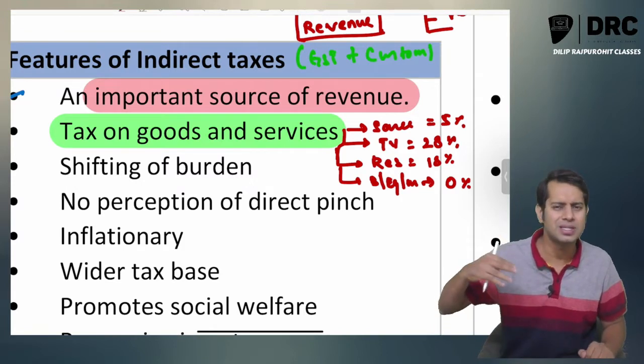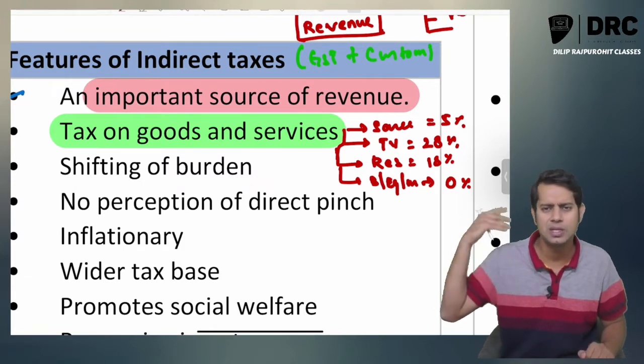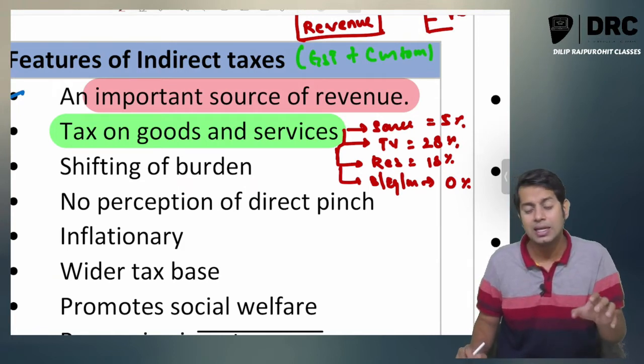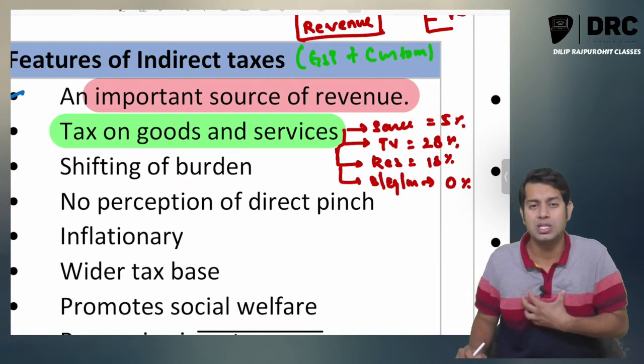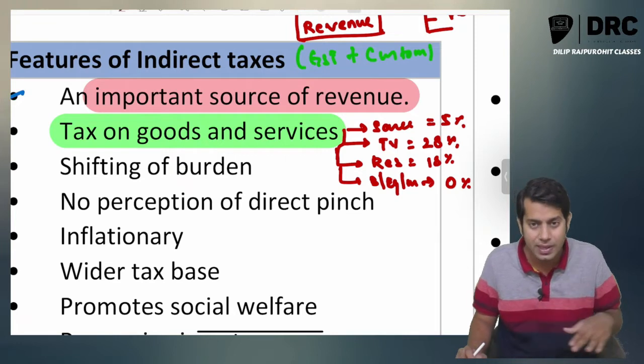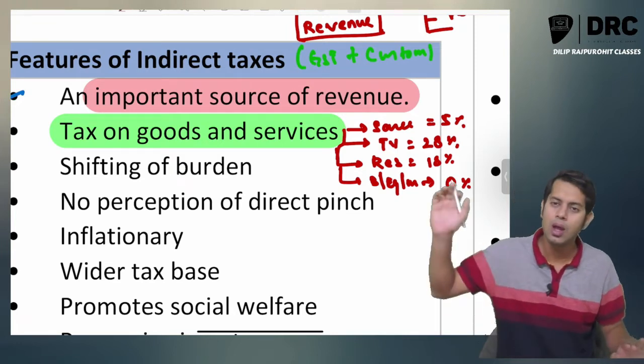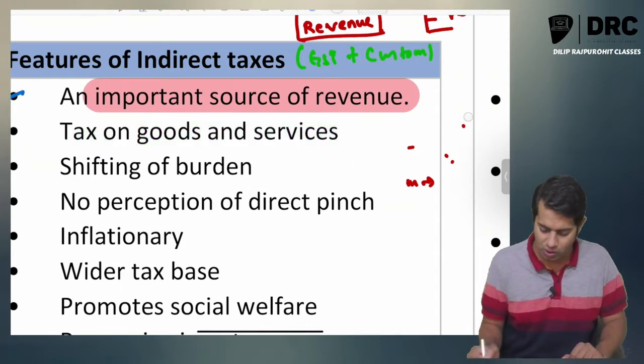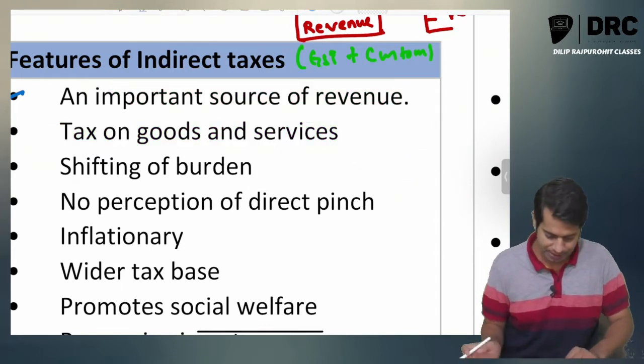If the rate is 18%, pay the tax at 18%. If it is 28%, pay the tax at 28%. So it is a tax on goods and services. It does not care who is the person who is purchasing. The person who is purchasing can be a small kid, or it can be an old man or woman. So it is a tax on what, sir? It is a tax on goods and services.